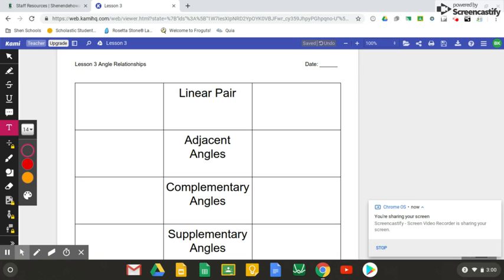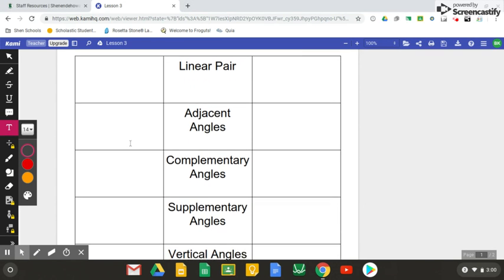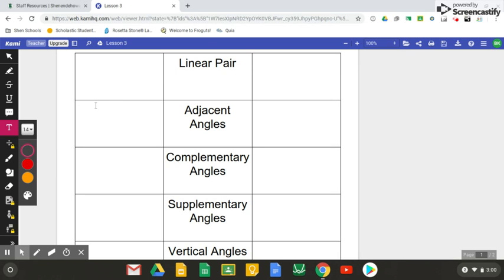All right, we're going to learn some angle relationships today. These definitions are going to be very helpful throughout the whole year. All right, we're actually going to skip the first one, save that one for last for some odd reason.